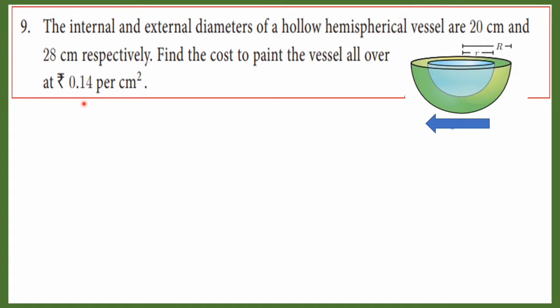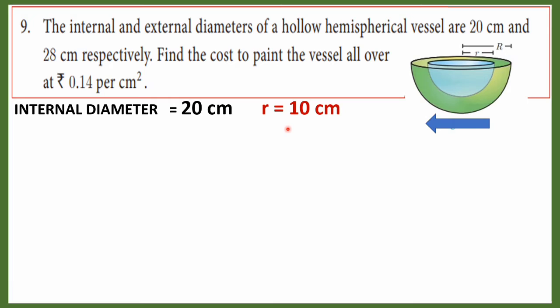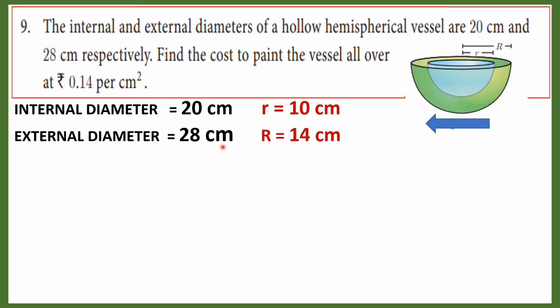Ninth sum. It's a very important 5 mark sum. The internal and external diameters of a hollow hemispherical vessel. See this hollow hemispherical vessel. The internal and external diameters are given. So we carefully see whether the given measurement is in diameter or radius. If diameter is given, we need to convert it into radius. We know radius equals half of the diameter. So internal diameter 20 centimeter, small r is 10 centimeter. External diameter 28, so capital R equals 14 centimeter.